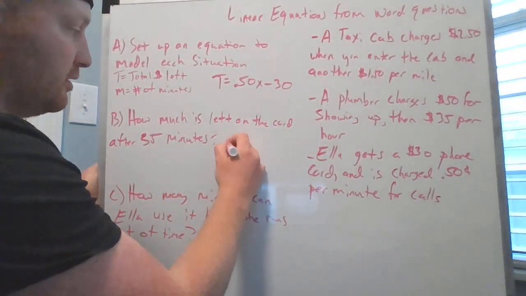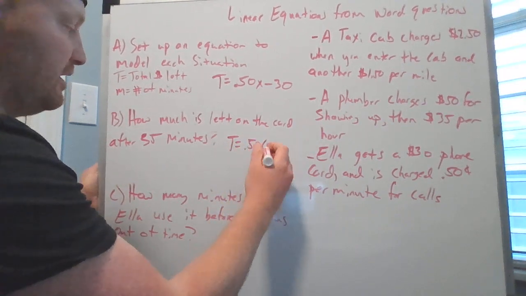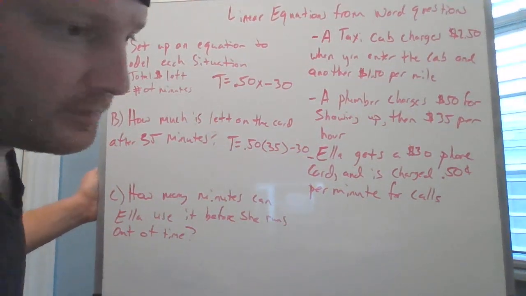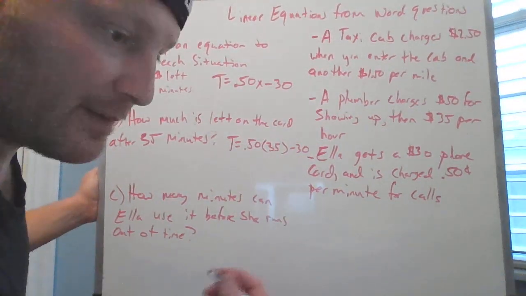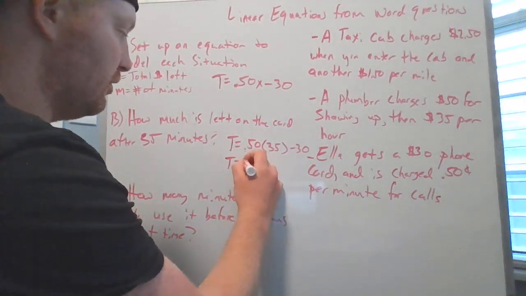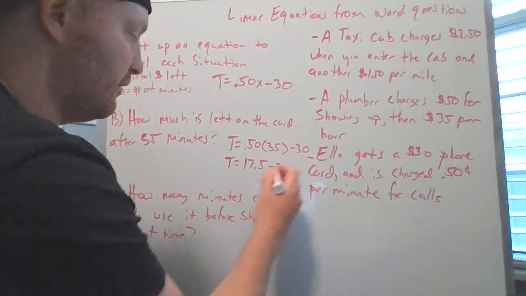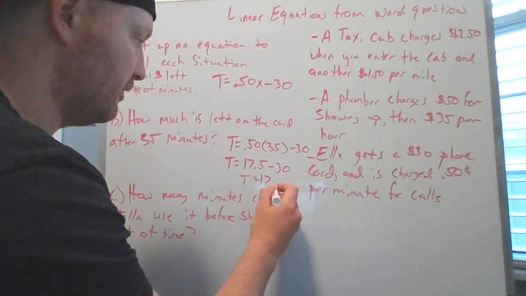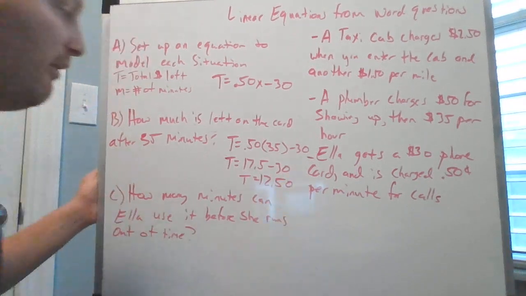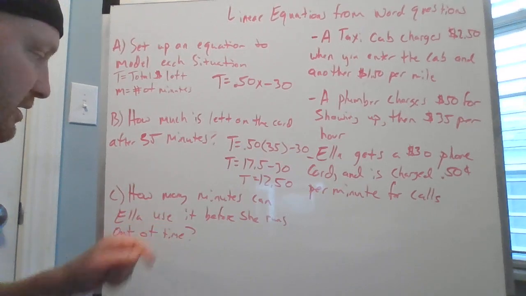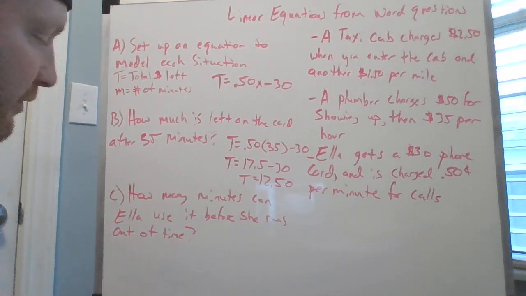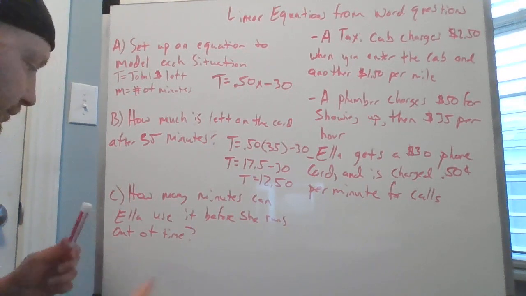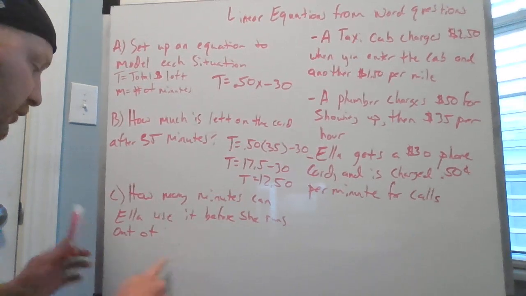So let's see. T equals 0.50 times 35 minus 30. So our T is going to equal 17.5 minus 30. So the total amount left on the card after Ella is on the phone for 35 minutes is $12.50. Now this question says, how many minutes can Ellie use it before she runs out of time? I should have said on the card, before she runs out of money.